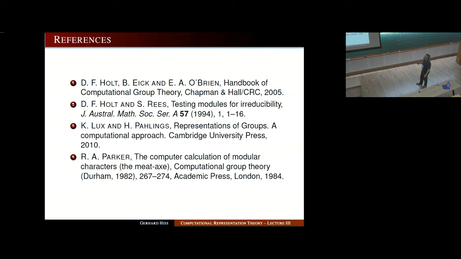Here are some references. So this is this handbook and the MEATAXE according to Holt and Rees, and a general book on computational representation theory by Lux and Pahlings. And this is the paper where Richard Parker, for the first time, describes his MEATAXE. And tomorrow I'm going to tell you what to do when the MEATAXE fails.